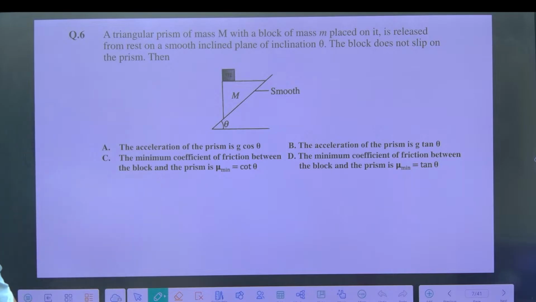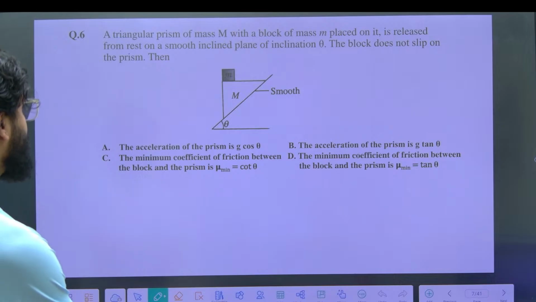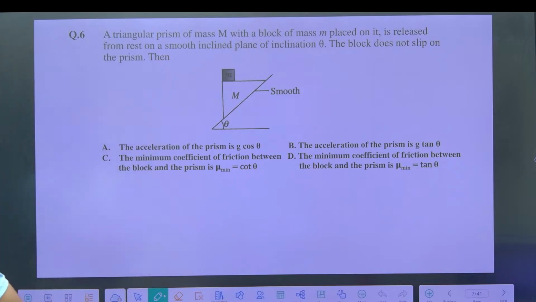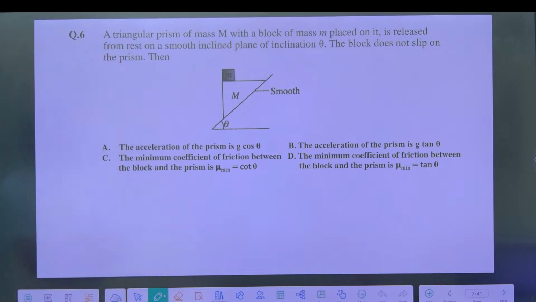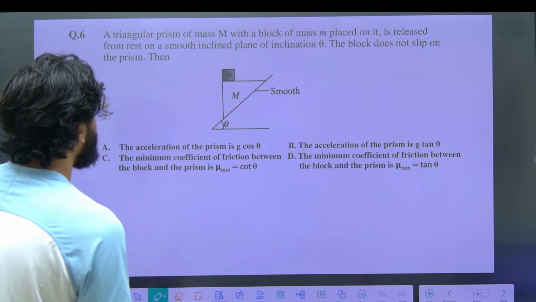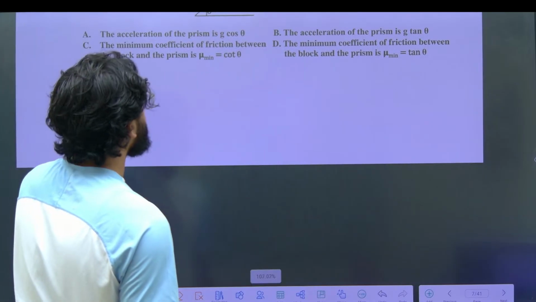A triangular prism of mass capital M, and a block m is placed on it, is released from rest on a smooth plane of inclination theta. The block does not slip on the prism. Okay, both of them are moving together. Then the acceleration of prism is g cos theta. Okay, let's solve it. This guy is not moving. Small m is not moving.